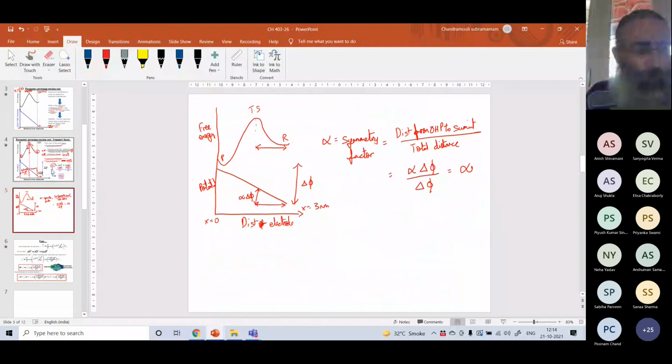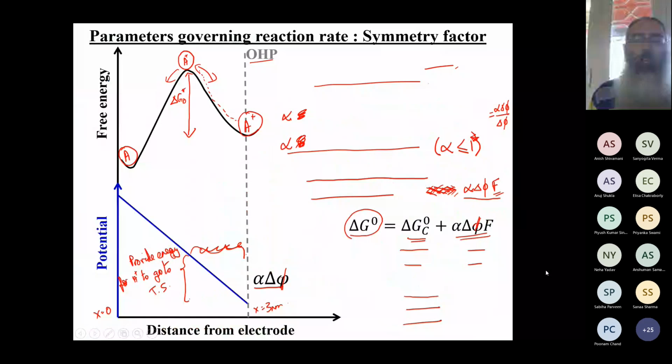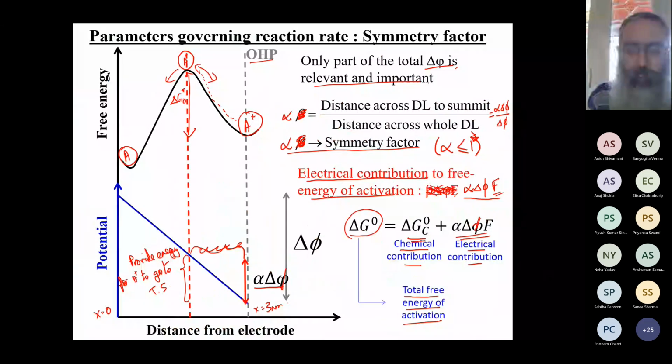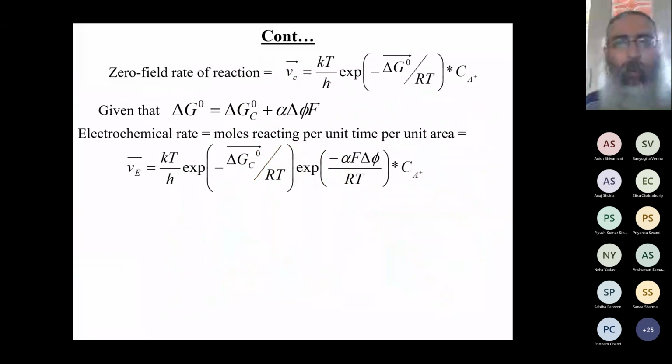So once we have done this, that is, split our total delta G naught into a chemical contribution and an electrical contribution, we can go forward and say that we know the zero field rate of the reaction, which we have already defined: nu C equals kT by h exponential minus delta G naught by RT into CA. Now we have written this delta G naught in terms of a chemical contribution and an electrical contribution.